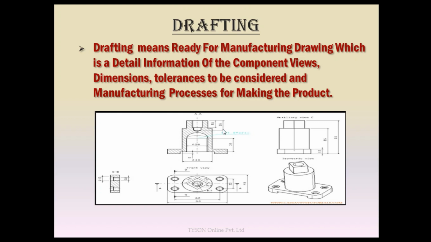So if you choose a sheet of A4, then you will get the size of 210 mm by 297 mm, width and length. This is the normal size of your Xerox paper. This is A4, then A1, A2, A3. These are the different standard sizes. So this is the drawing on sheet. This drawing is sent for manufacturing, for actual preparation of the product. So the drawing should be precise and the information should be correct, so that the manufacturer can produce it with minimum errors. So drafting means ready for manufacturing drawing, which is detailed information of component views, dimensions, tolerances to be considered and manufacturing processes for making the product.